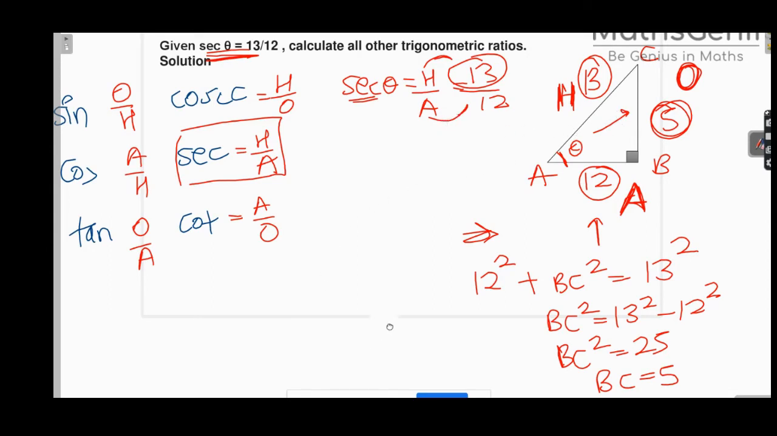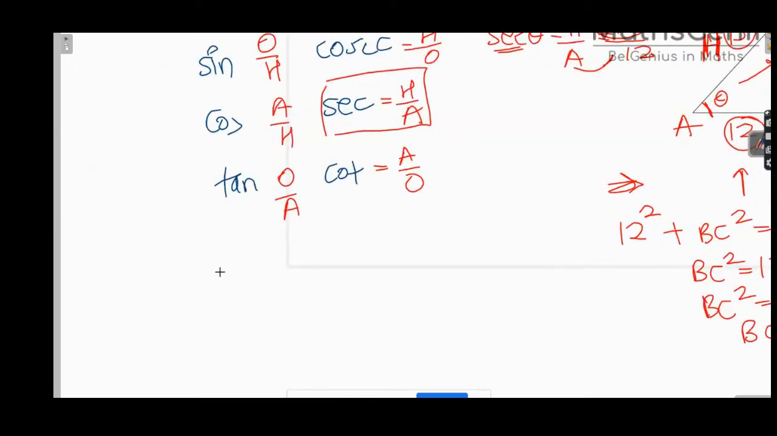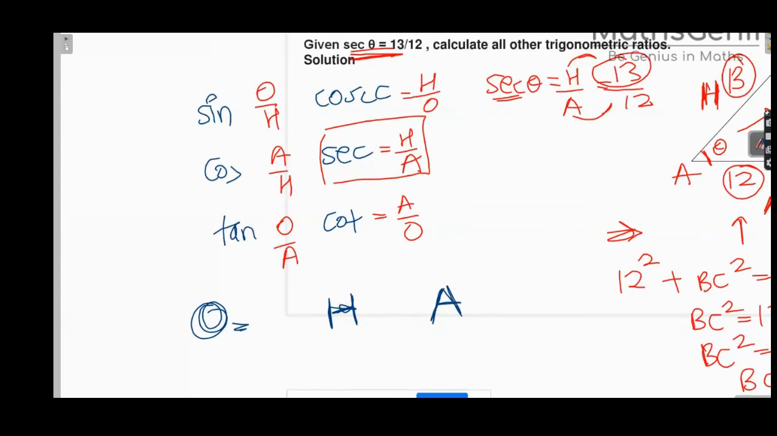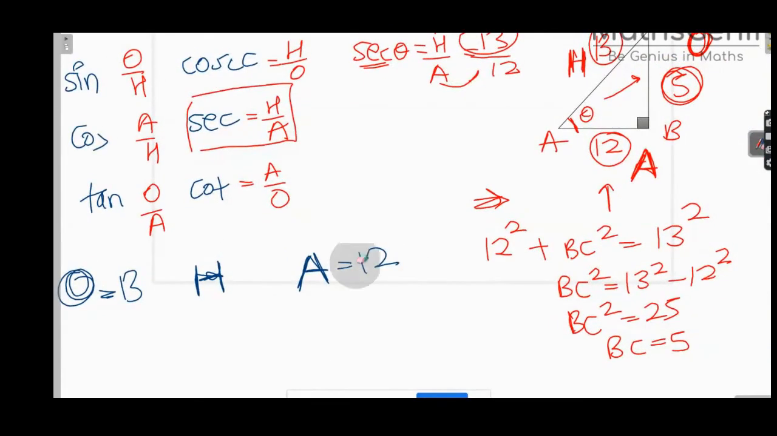Now what is he telling me? Now we will write what we have got. We have got O, we have got H, and we have got A also. What is the value of H? We have got 13. What is A? 12. H, if you look at the question, H is 13, A is 12, and BC, which was O, is 5. So we have 5, 13 and 12.